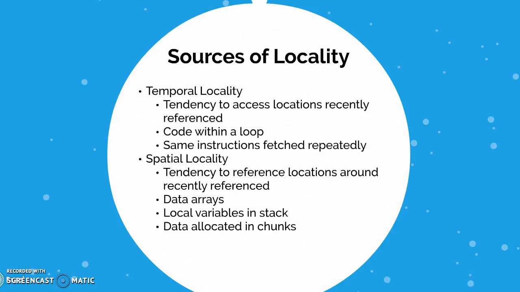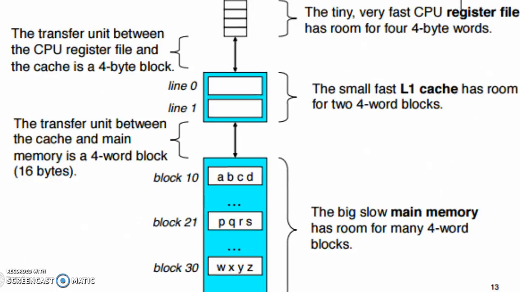As we can see in this picture, up above we see the CPU register file that only has room for 4-byte words. The transfer unit between the CPU register file and the cache is a 4-byte block. The next block is a small but fast L1 cache that has room for two 4-word blocks. The transfer unit between the cache and the main memory is 16 bytes. And lastly, the big and slow main memory has room for many 4-word blocks.